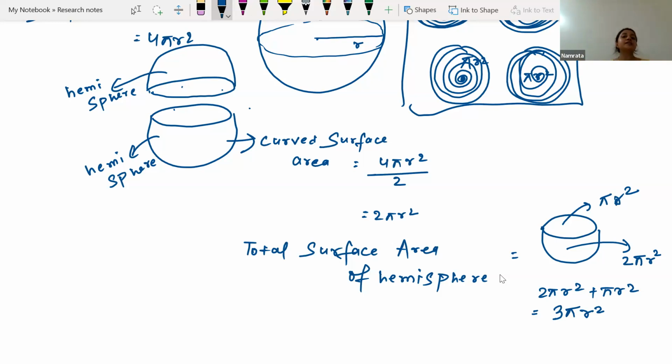When we were discussing the cone, the formula was pi r l plus pi r square. We were not adding both of them because that time it was not possible. But here it's possible: 2 pi r square plus pi r square, like terms are there, so we got 3 pi r square. This is everything about the formulas of surface area. Now we can jump directly and start solving the questions related to spheres, okay?